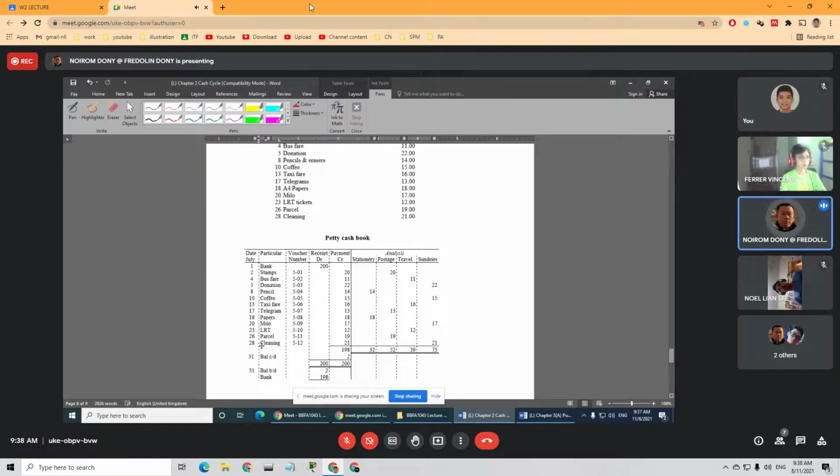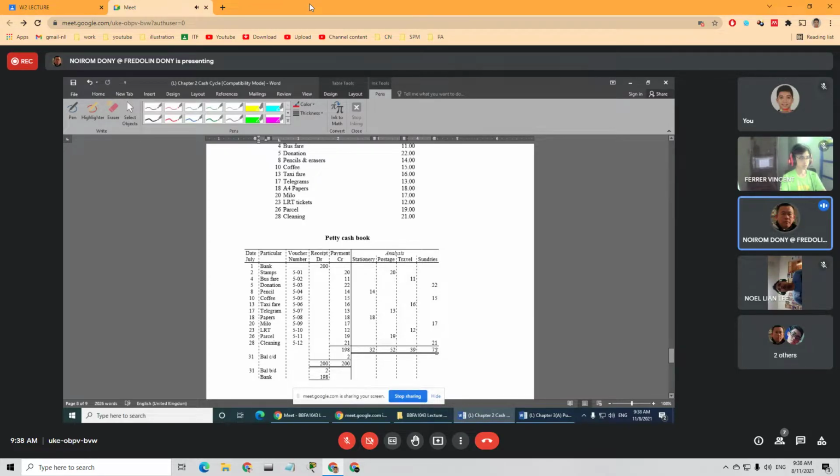Now, this is the end of the month, 28th of July. No more payment that we made through petty cash. So we do a single line above the total. We total the payment side. Total payment is 198, and then total each of the group expenses: stationery 14 plus 18, 32; postage 20 plus 13, 19, 52; travel 11, 16, 12, 39; sundry 22, 15, 17, 21, we have 75 in total.